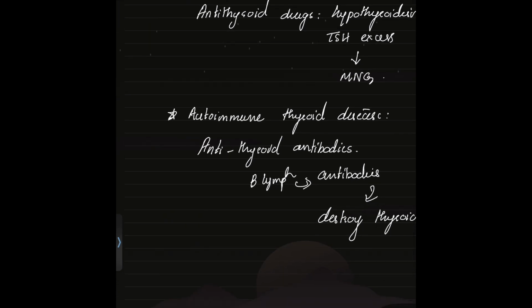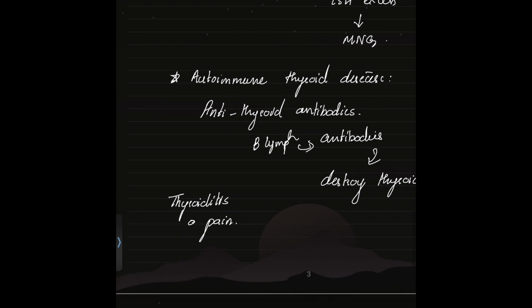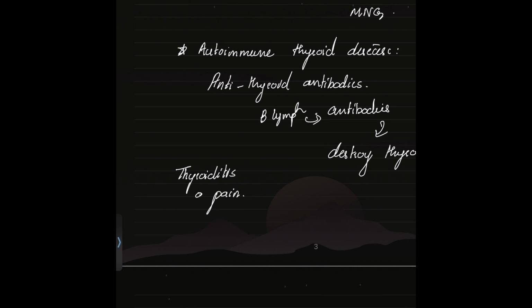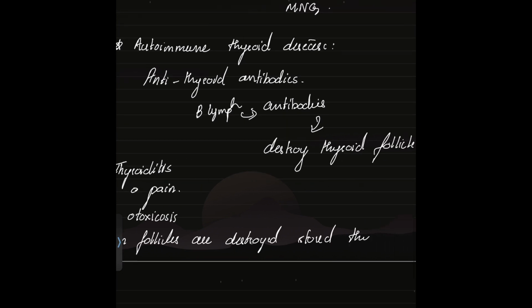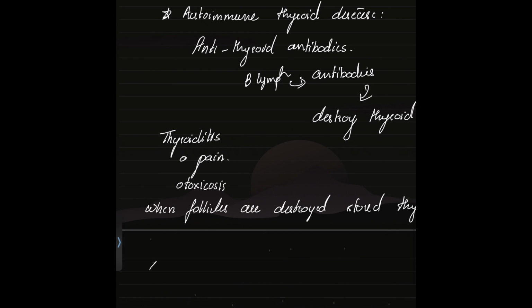What happens in these patients is that as the thyroid follicles are destroyed, there is a transient increase in the T3, T4 levels. This will result in thyrotoxicosis. So this thyroiditis will present with pain and there is toxicosis. As I said earlier, when the follicles are destroyed, the stored thyroid hormones are released into the circulation. This will result in thyrotoxicosis. This is known as Hashimotoxicosis. This is in the initial phase.